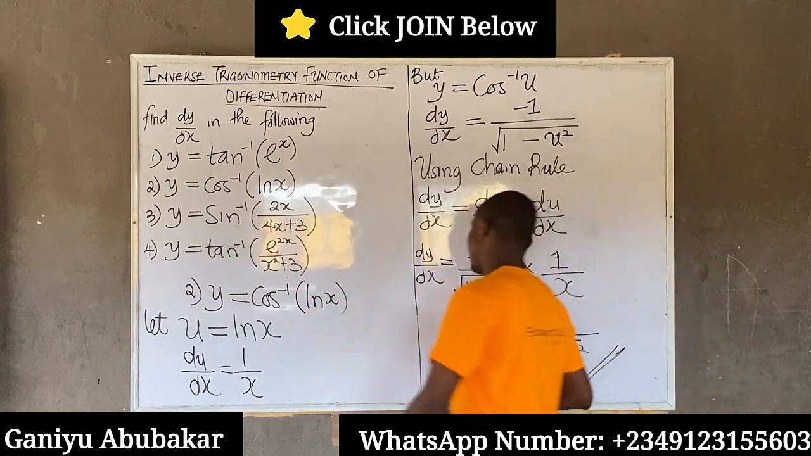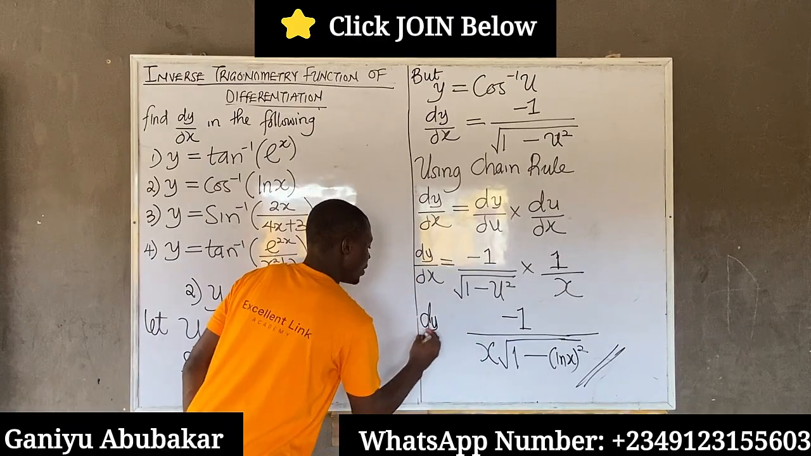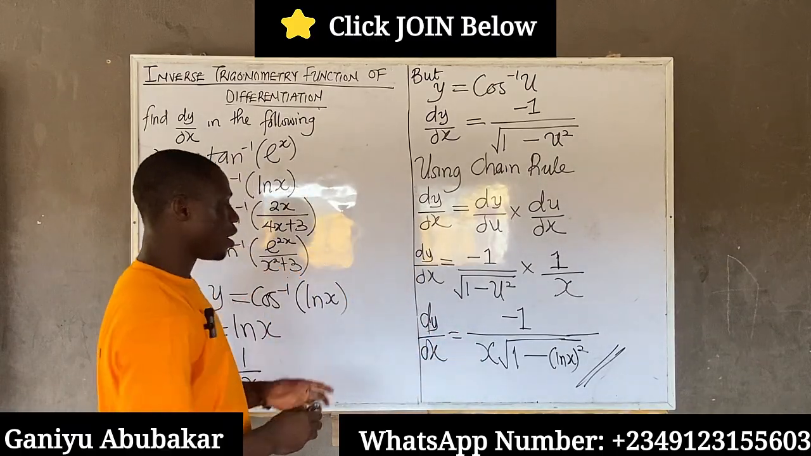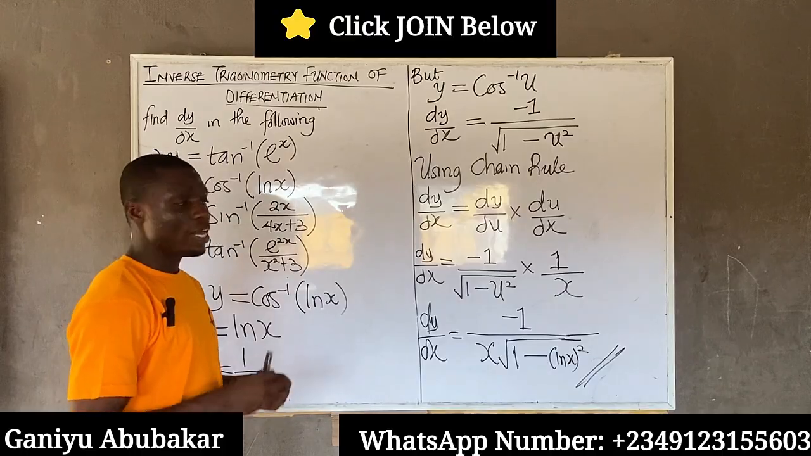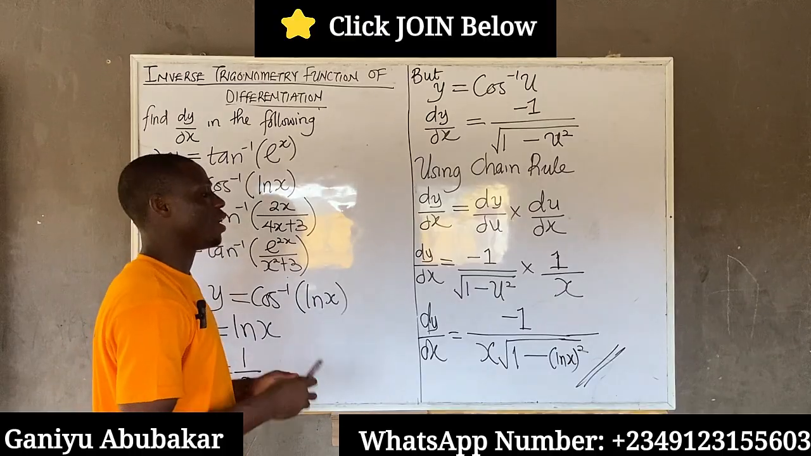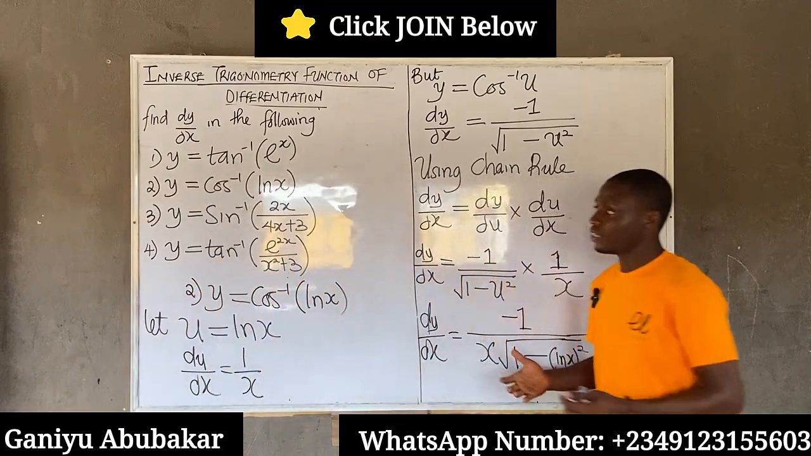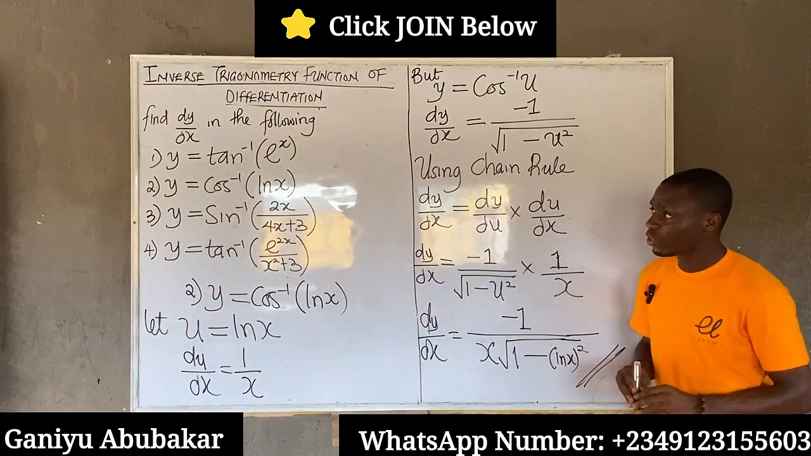So my dy dx, when I answer, dy dx here will be equal to minus 1 all over x root 1 minus ln x squared. Alright, so that is how to solve problems of this kind. So number 2 is done and dusted.